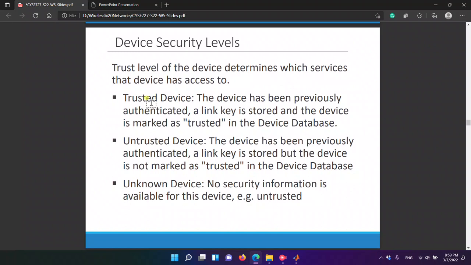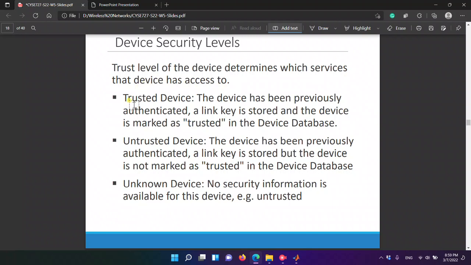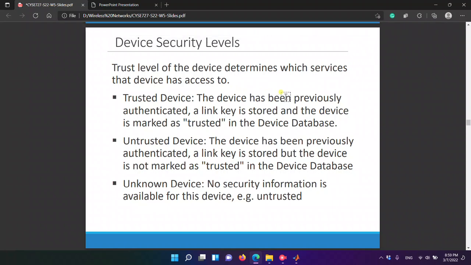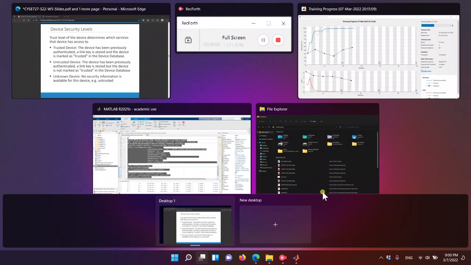Device security levels. The trust level of the device determines which services the device has access to. A trusted device is a device that has been previously authenticated, a link key is stored, and the device is marked as trusted in the device database. An untrusted device is one that has not been authenticated, but a link key is stored, but the device is not marked as trusted. And an unknown device is one where no security information is available, so it's untrusted.